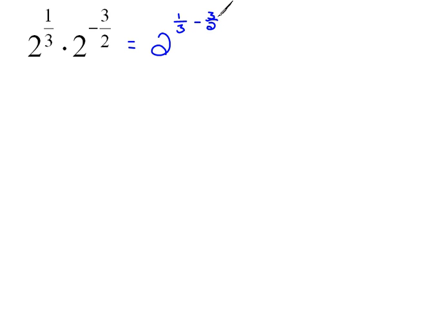Looking at this, we can go ahead and subtract these fractions, can't we? In order to subtract these fractions, we'd actually have to have a common denominator, wouldn't we? So we have to change this into something over 6. 1/3 would be 2/6, and 3/2 would be 9/6 because we'd have to multiply top and bottom by 3. Now we can go ahead and subtract these fractions. So this would be 2 to the negative 7/6 power.